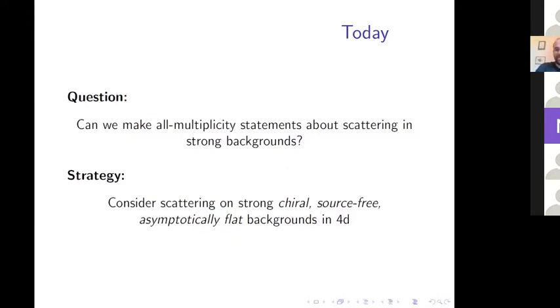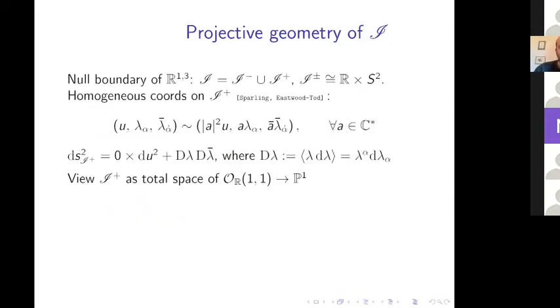Okay, so that's the aim of the game: to see, can we make all multiplicity statements about scattering amplitudes in Yang-Mills theory or general relativity on any strong background, and in particular, we're going to consider these particular chiral source-free backgrounds. So let me start with something which might seem like a bit of a digression, which is a kind of review of the conformal compactification of Minkowski space, but in a slightly different language than some of us might be used to.